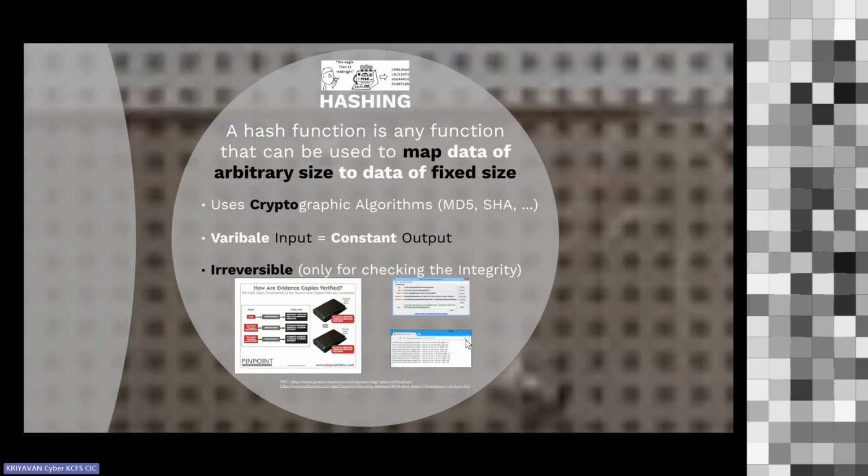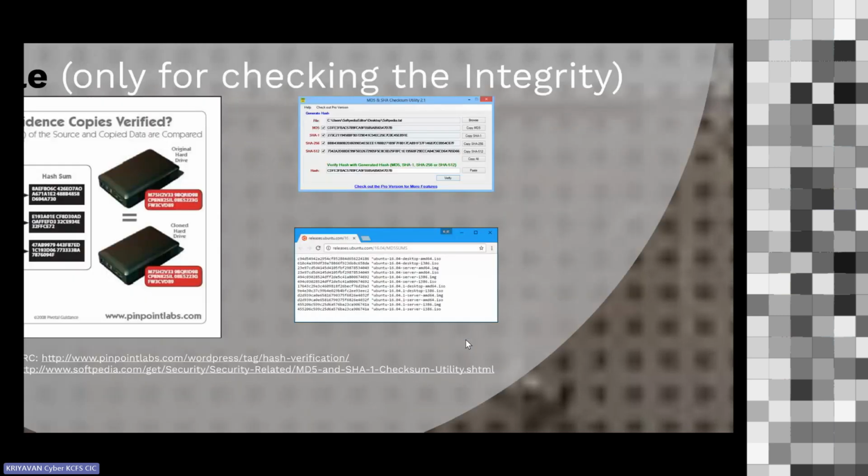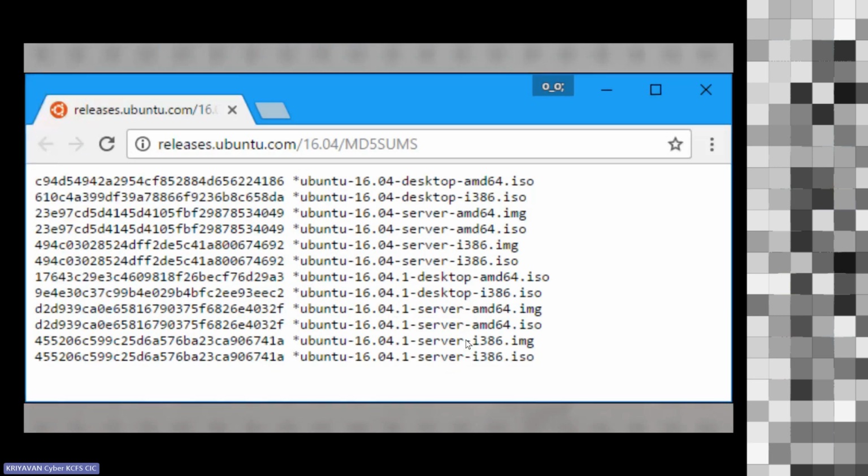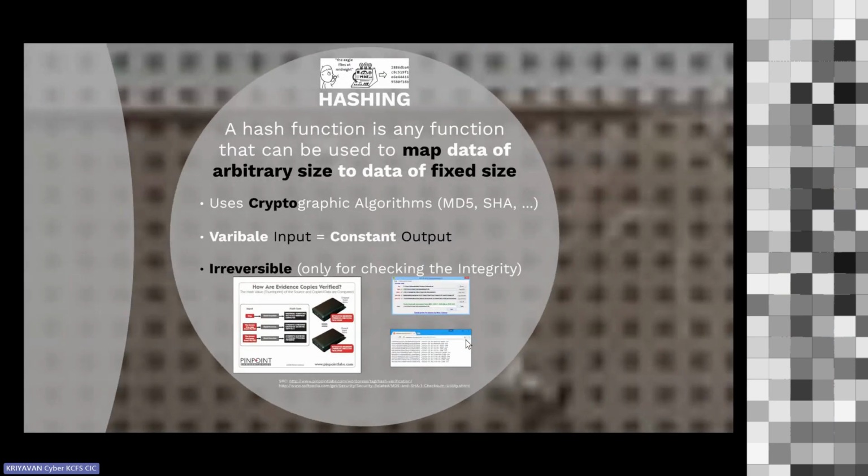For example, many websites, when they put a big file online, like Ubuntu giving the ISO files online, also give the corresponding hash values. After downloading, you can verify whether the hash is matching or not.